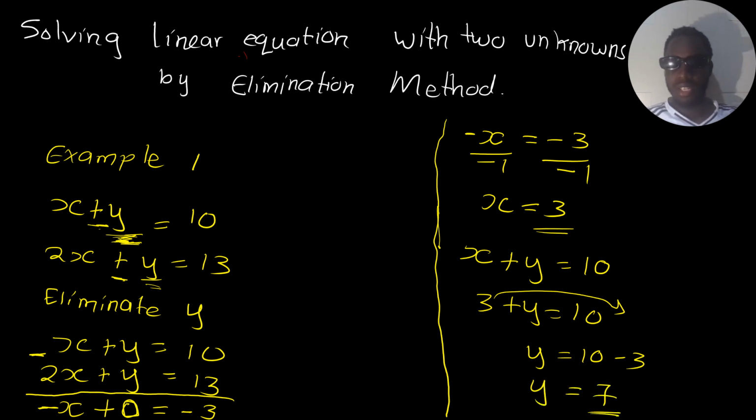So this is what we call the elimination method. We first start by eliminating one variable and remain with the other so that we can solve for the value of the other variable. If the signs are the same, you subtract. After that, we found the value of x. From there, you can use either of the equations to find the value of y.